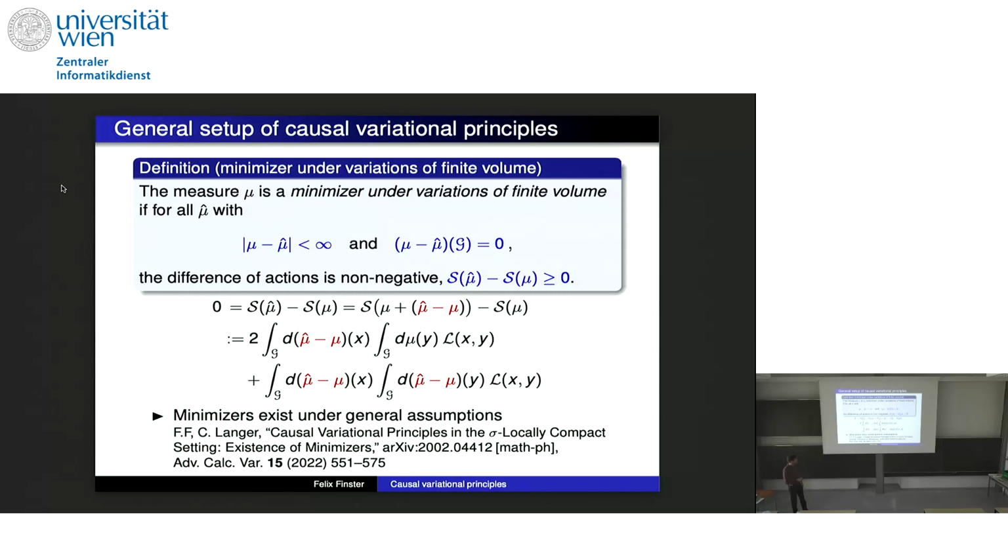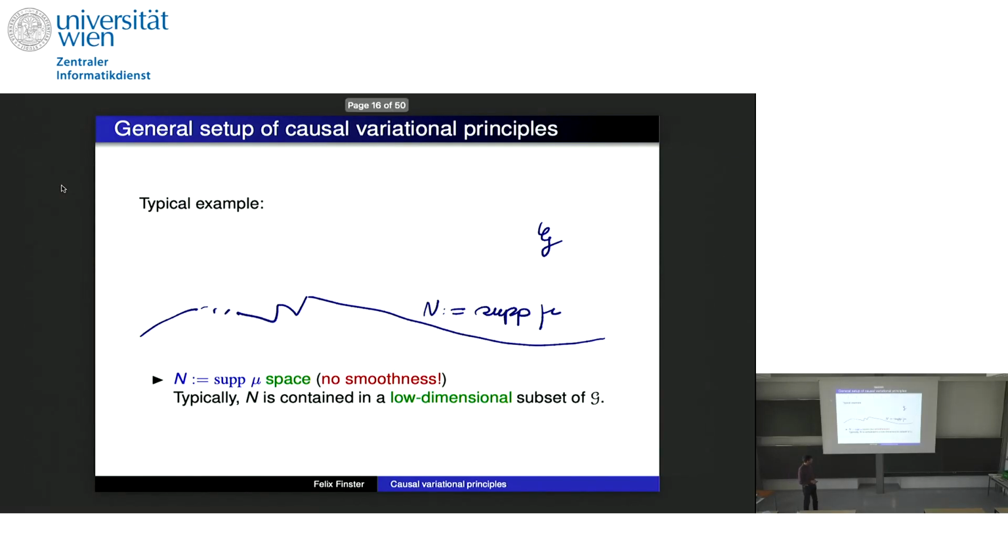In fact, minimizers exist under general assumptions. This is something I proved a few years ago with Christoph Langer. More precisely, the setting is the so-called sigma locally compact setting. So we assume that G is the countable union of compact sets. Okay, but let's not worry about existence of minimizers. In what follows, let's just assume that a minimizer exists.